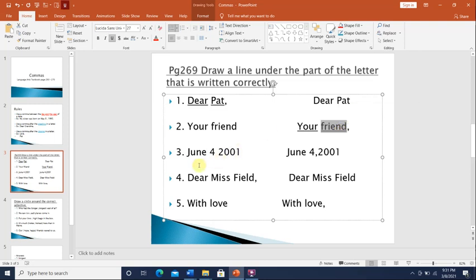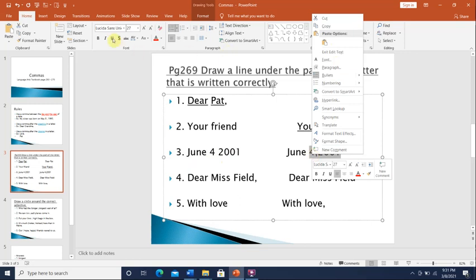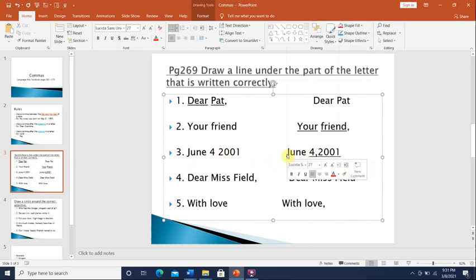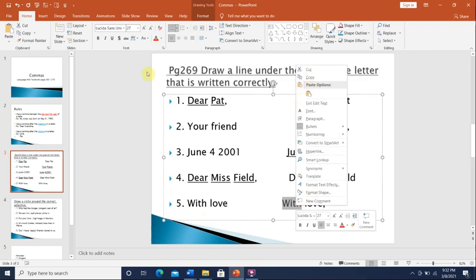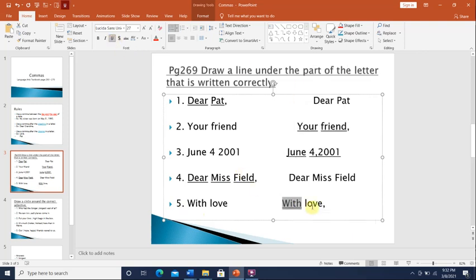Okay. Number 3, June 4th, 2001. Which one is the correct? The first or the second? Of course, the second, because it has a comma. Okay. Number 4, dear Miss Field. Dear Miss Field. Which one is the correct one? The first one, because it has a comma after the person's name. Okay. Number 5, with love. Which one is the correct one? With love or with love with a comma? Of course, the one with comma. This is a closing. When you finish the letter, you write with love, comma, and then you sign your name.